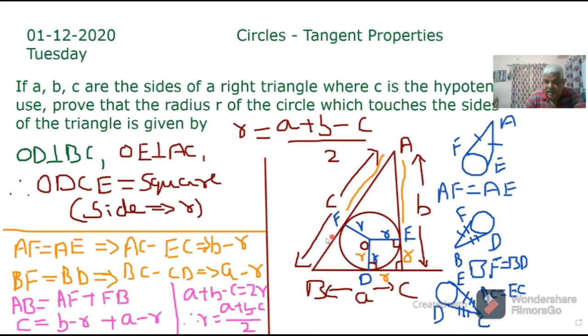AB is written as AF plus BF, and AF we proved is B minus R, and this FB is A minus R, and the AB measurement they have given as C, remember children. Now, I added A plus B, C brought to the right, so it is written as minus C, and minus R minus R is minus 2R, shift to the other side, it is plus 2R. Therefore, radius equals A plus B minus C divided by 2. Hence, what the question asked, we have proved here.